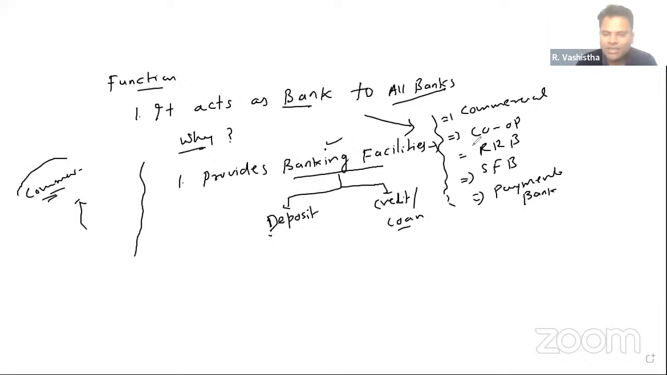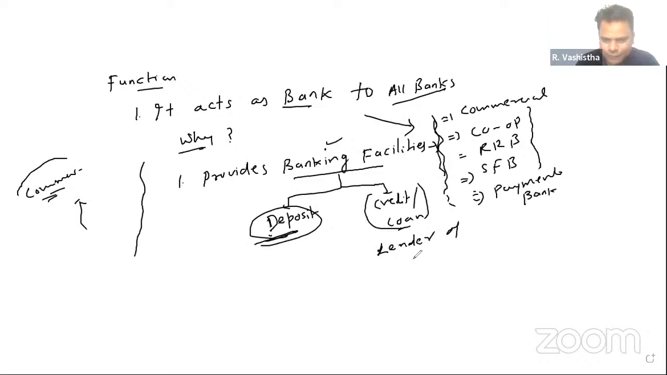And all these commercial or cooperative or any other banks, they are getting the banking facilities from whom? From the Reserve Bank of India. So if these banks need to deposit their money, they have the account with RBI. They have the deposit account with whom? The RBI, right? And if they want to avail the loan or credit, they can avail it from the Reserve Bank of India, right? And that is why RBI is called the lender of last resort.